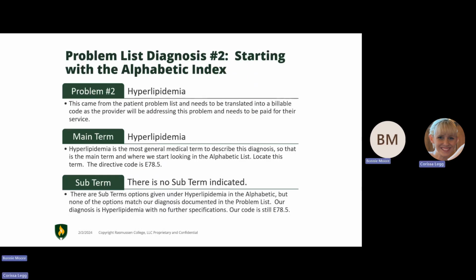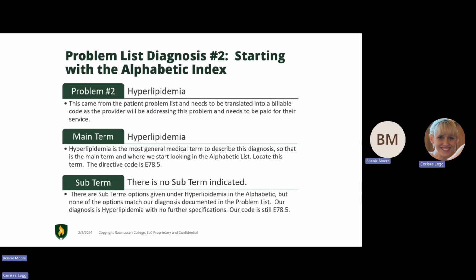So let's go to problem list diagnosis number 2. Again, we're going to start with that alphabetic index. So this one is just straightforward hyperlipidemia. And again, it's on the patient problem list, needs to be translated to a billable code as the provider will be addressing this problem. So our main term, our only term, is hyperlipidemia. When we look that up in the alphabetic index, the directive code we're given is E78.5.